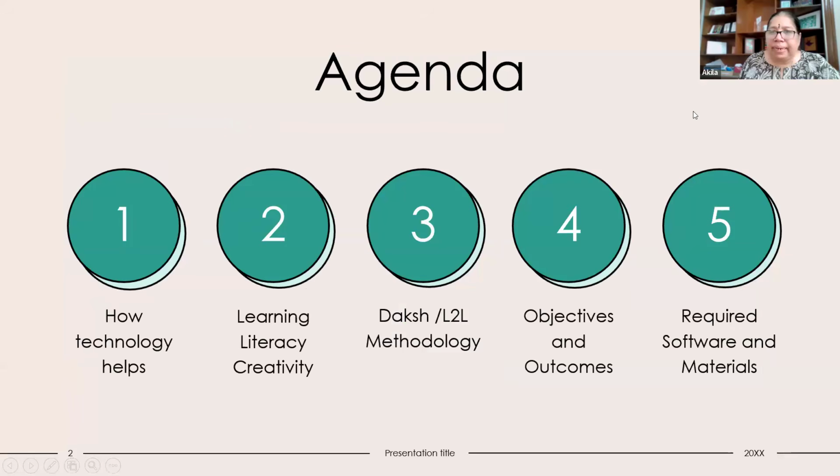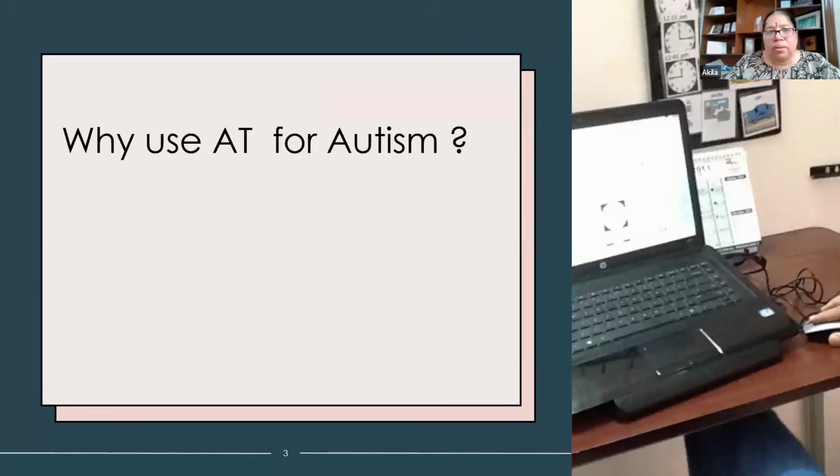So basically, I'm going to talk a little bit about how technology helps, which I already have done, and how we can connect learning, literacy, and creativity all together, as well as our methodology, which I briefly talked about, and what is the objective and outcome of this workshop, and the software requirements that you need to have to do this course. So, this is an open discussion also.